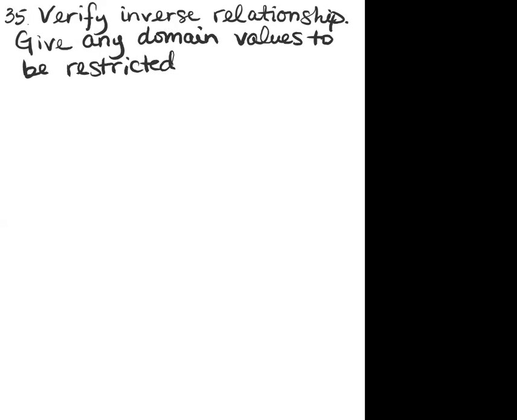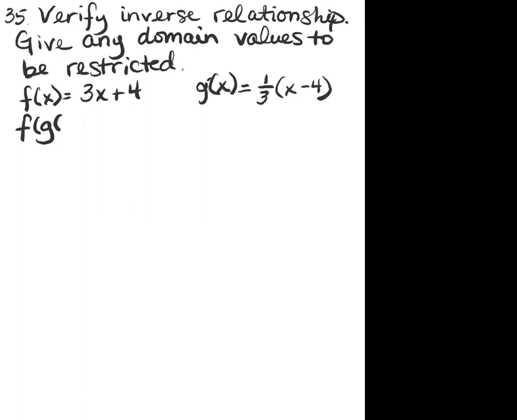Okay, so here's my two functions. I have f of x equals 3x plus 4, and I have g of x equals 1/3 x minus 4. Okay, so to verify the inverse relationship, I need to do f of g of x and make sure it equals x, and do g of f of x and make sure it equals x. And I need to show all of the work if it were to pop up on a test. So we showed the work last section. We're going to show that the work's a little bit longer in this section.